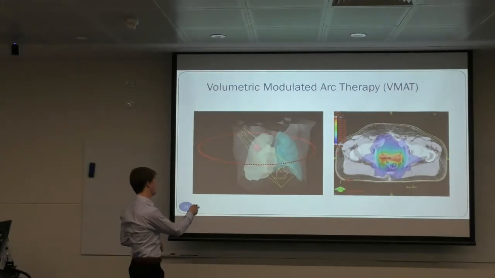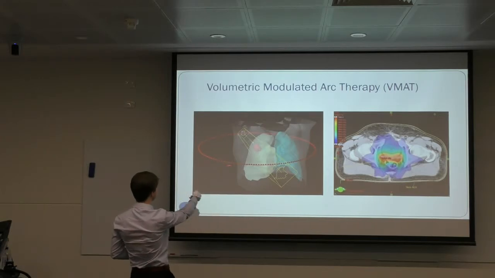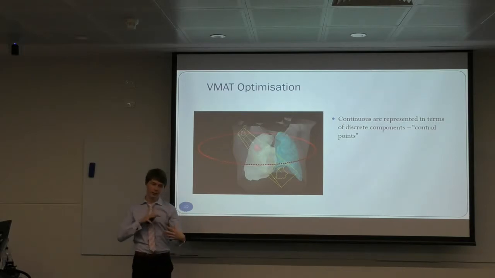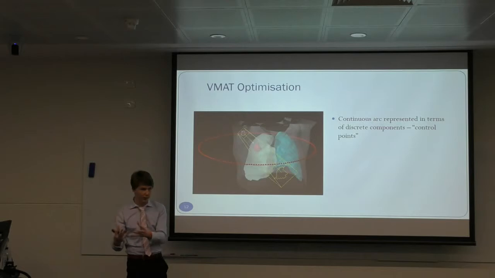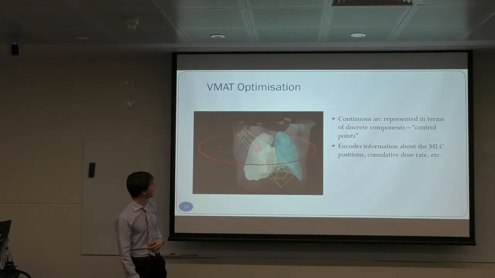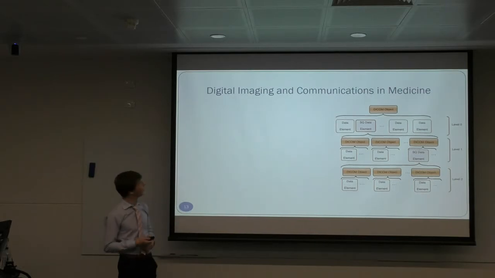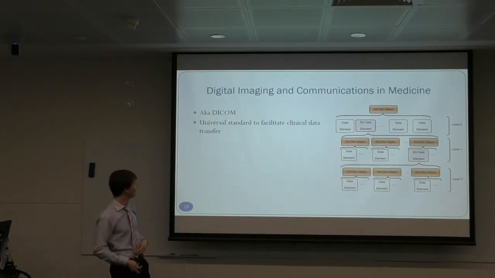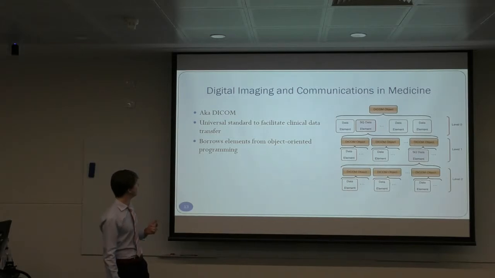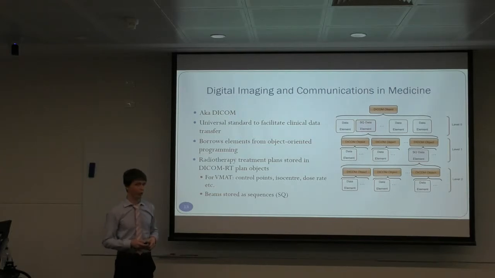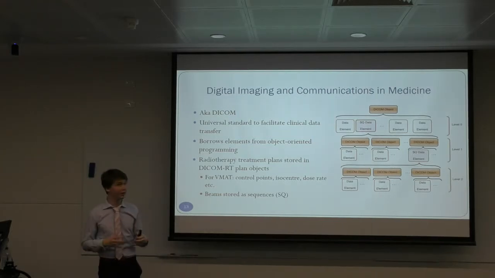Now here's the 3D view, and you can see the arc is split up into these points here, and they're called control points. That's just a way to encode this continuous gantry arc and beam arc into discrete pieces that the computer can understand. You've typically got 177. And they're stored in this format called DICOM, where it's inspired by object-oriented programming. It's just a standard to contain clinical data. And so all of the beam information and the instructions for the machine are kept in this DICOM-RT plan.